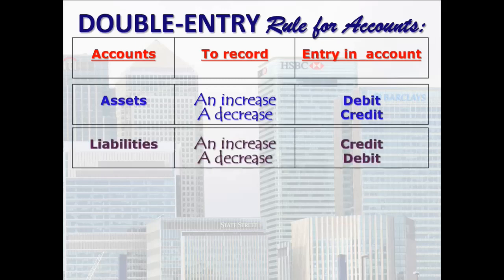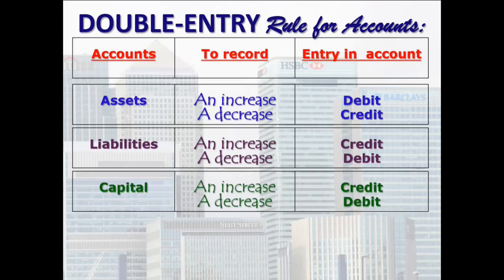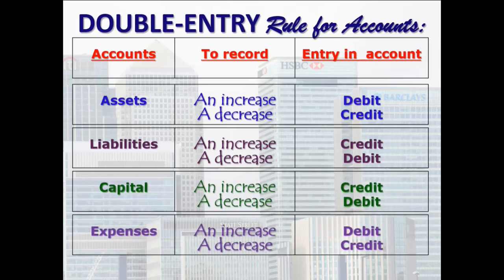Now, a liability, on the other hand, is an obligation. For example, a loan or an overdraft is a liability. When a liability increases, we credit the account, and when a liability decreases, we debit the account. We also looked at capital and expenses, but the two main ones that we're looking at in this session are assets and liabilities.